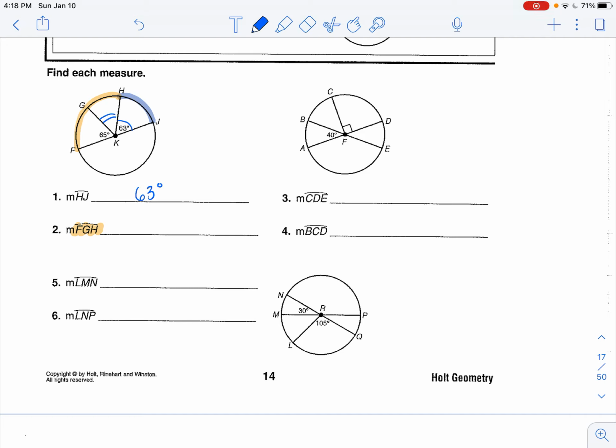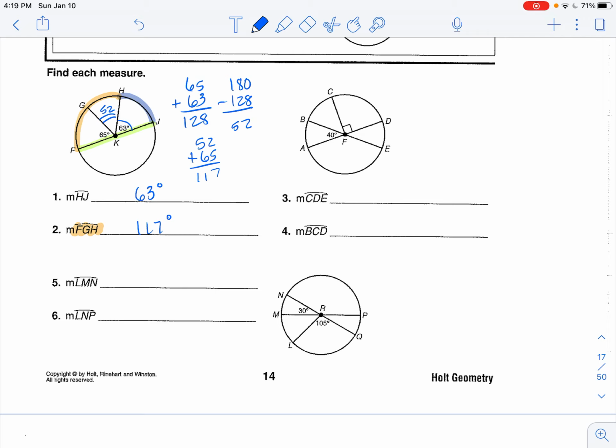First thing that we'll need to do is figure out what the arc GH is. And we can figure out what that angle is because the sum of these three angles is 180. So if I add 65 and 63, that's going to give me 128. And I know it's 180 because this is a diameter. So then 180 minus 128 gives me 52. This guy here is 52. Now if I want to figure out what FGH is, I just need to add these two central angles. So 52 plus 65, and that's going to give me 117.